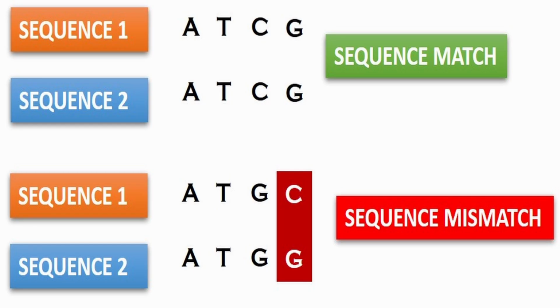However, in the second example, the string of letters reads in sequence 1 as A, T, G, C. In the second sequence, it is reading as A, T, G, and G. So at this certain position, you can see clearly here, C is not matching with G. This is called a mismatch.